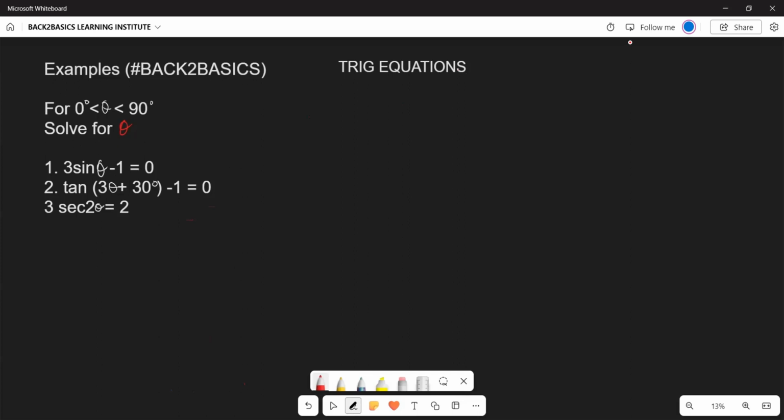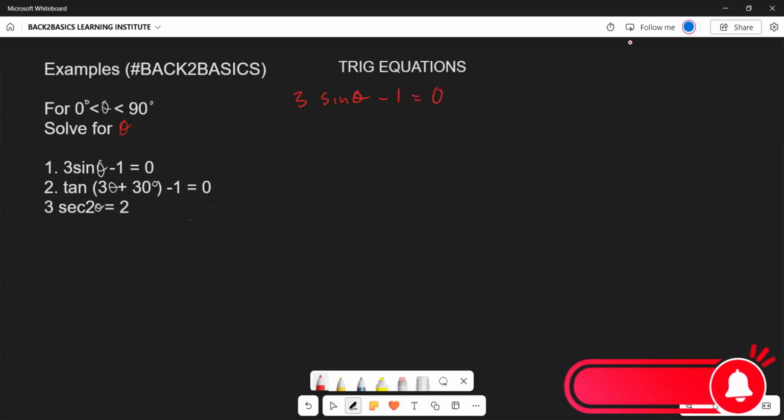Now in number one, what you are given is 3 sine of theta subtract 1, which is equal to 0. So now what is it that we are going to do here?